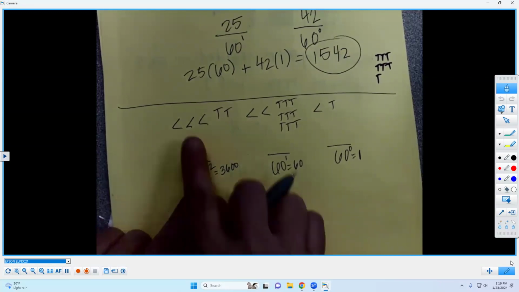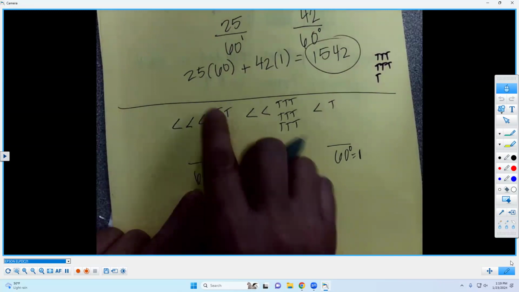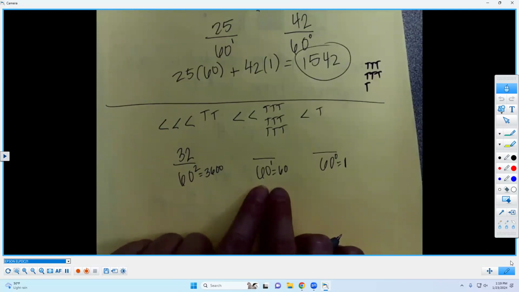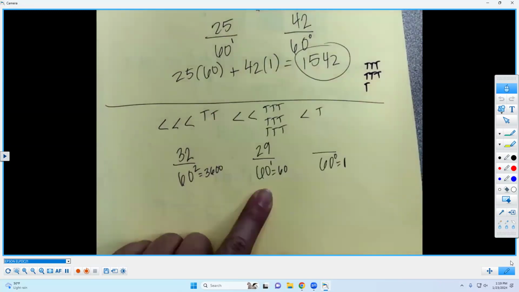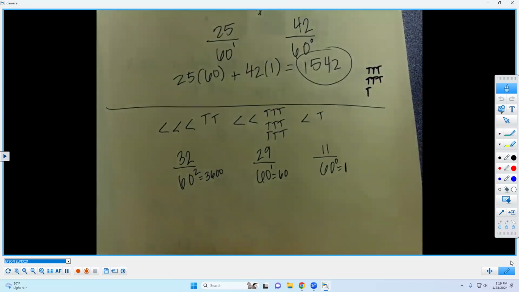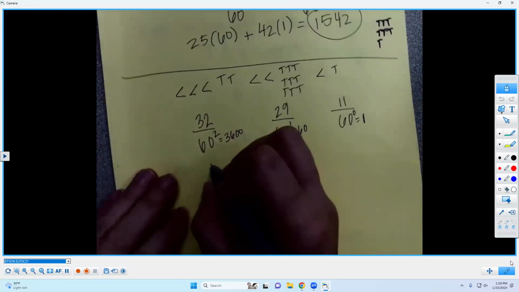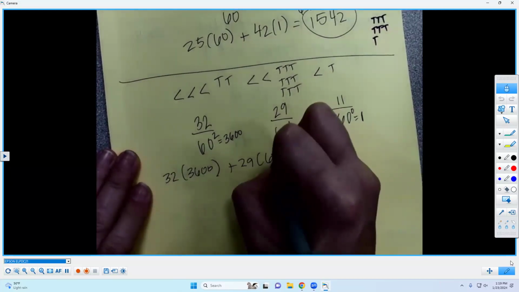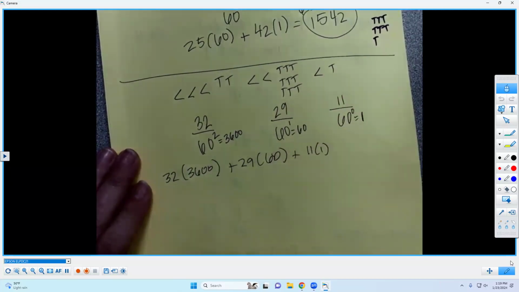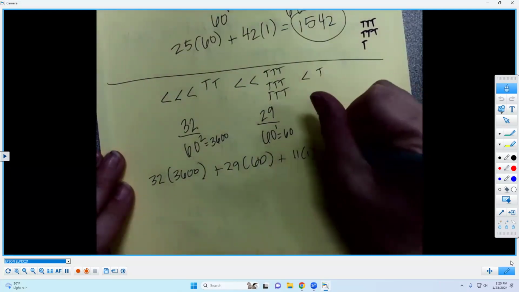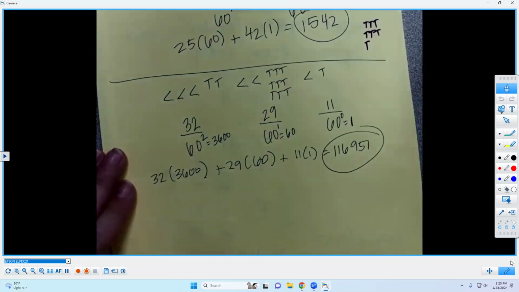So this one, I have 32 of those because I have 3 10s, 2 1s. So I have 32 of these. How many do you have of the one in the middle? 29 of those. And how many of the ones at the end? 11. So if I wanted to come up with this number, this would be 32 times 3,600 plus 29 times 60 plus 11 times 1. And I got the number 116,951.